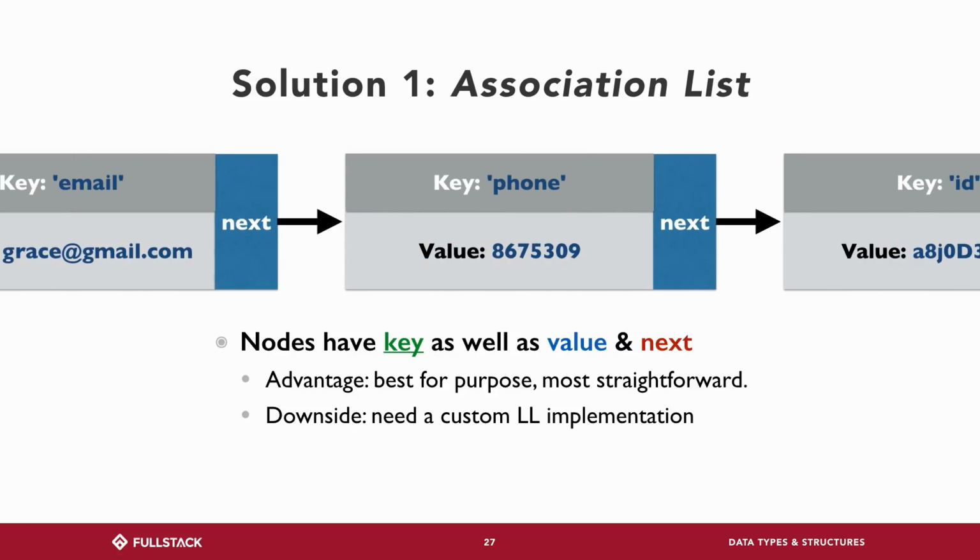One solution is we could use a variant of a linked list called an association list. Association lists are linked lists that don't just store a value, but instead store key value pairs, which makes them ideal for using in hash table buckets. You'll actually end up building one of these during the exercise, but consider that the downside here is that you need to build a brand new data structure. You can't just reuse the linked list you already built.